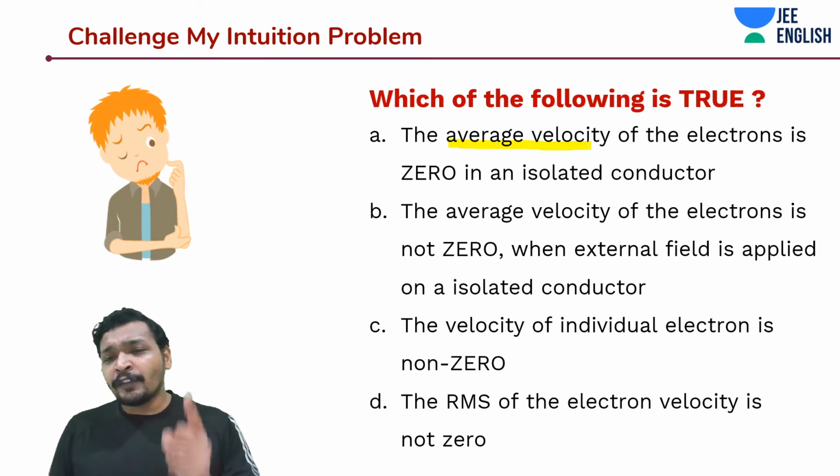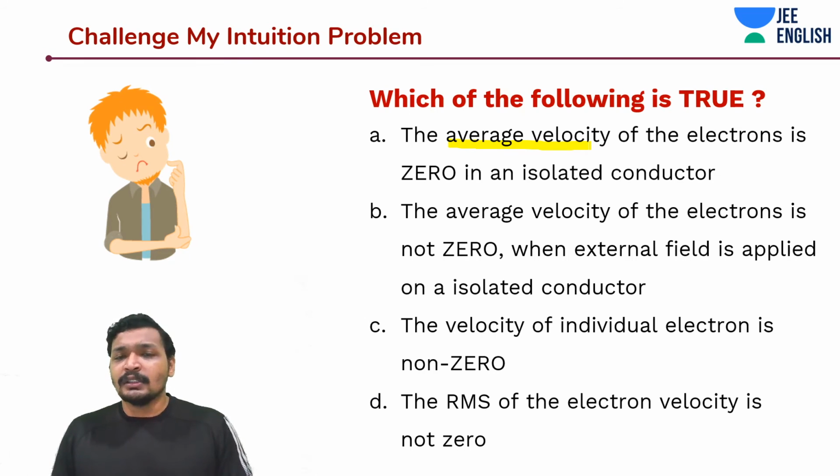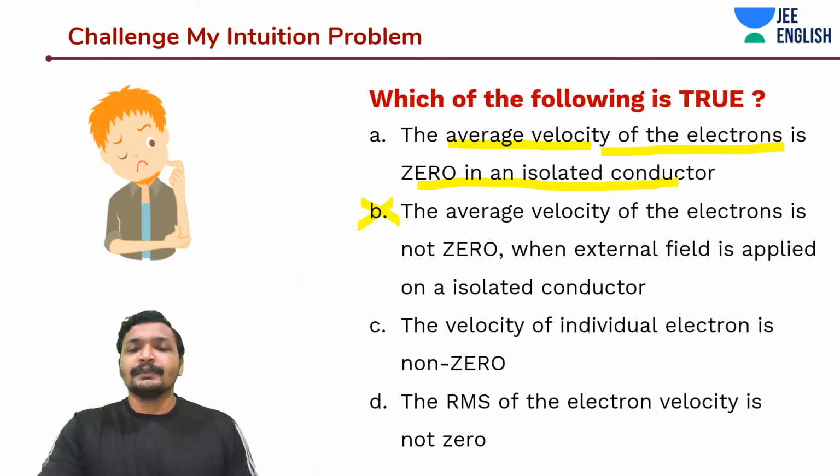Over a period of time, after some time, what happens? The charge accumulation starts and they are not moving. They are still facing the same old thing. So, this is not true. This is false. The average velocity of electrons is zero in an isolated conductor.